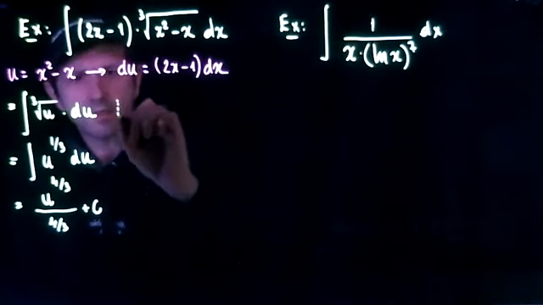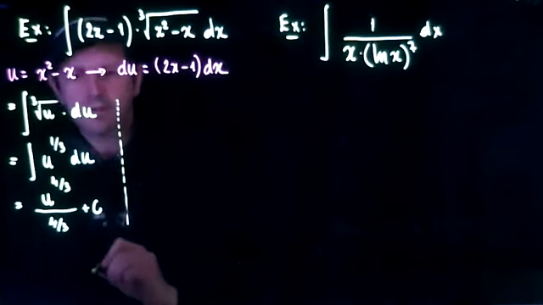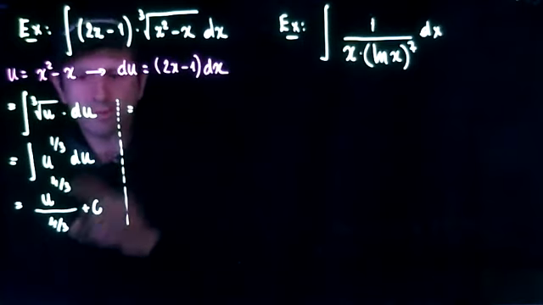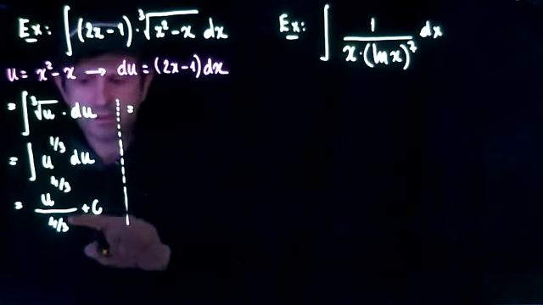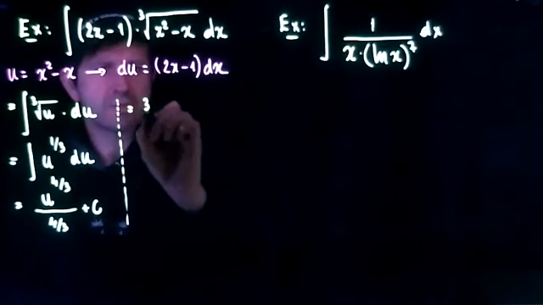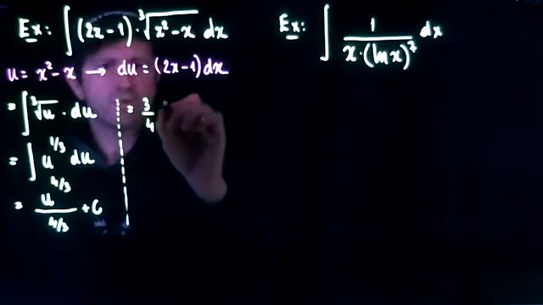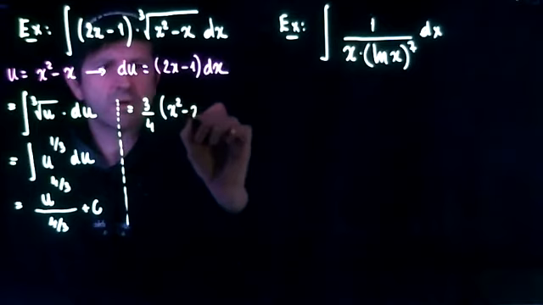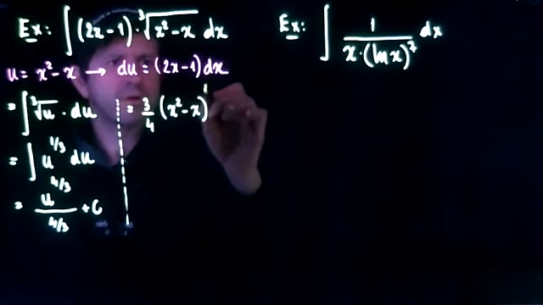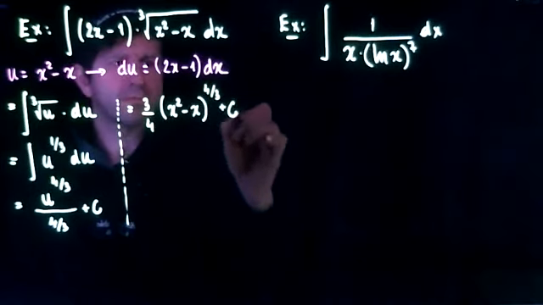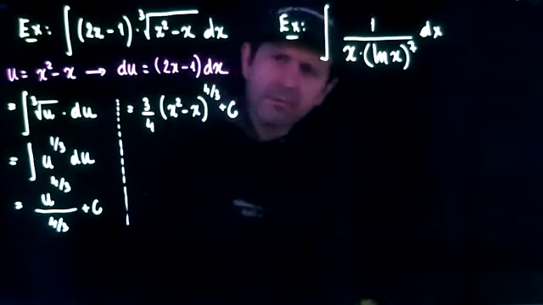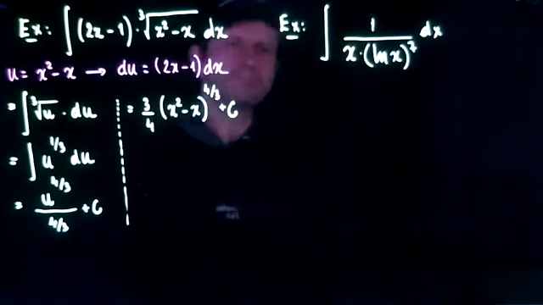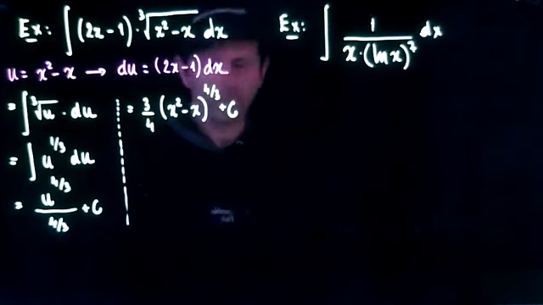So this is equal to, I'm going to replace the u back by x squared minus x. Dividing by 4/3 means multiplying by 3/4, times u, which is x squared minus x, to the power 4/3, plus c, and this is my answer. Okay, questions? That wasn't so difficult.